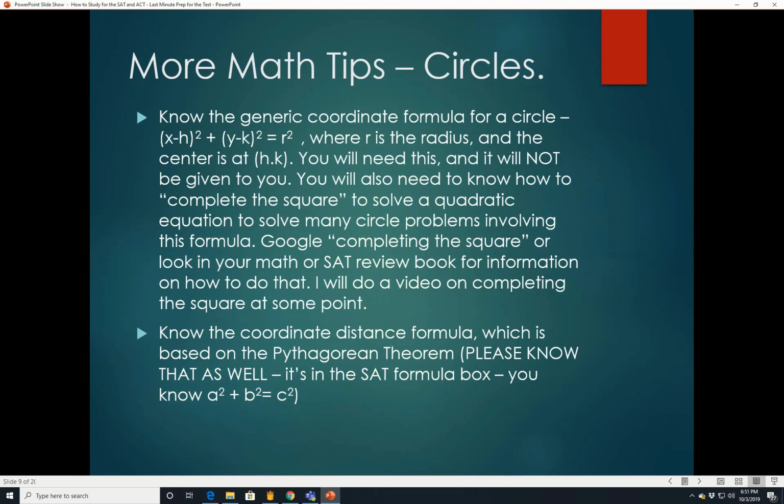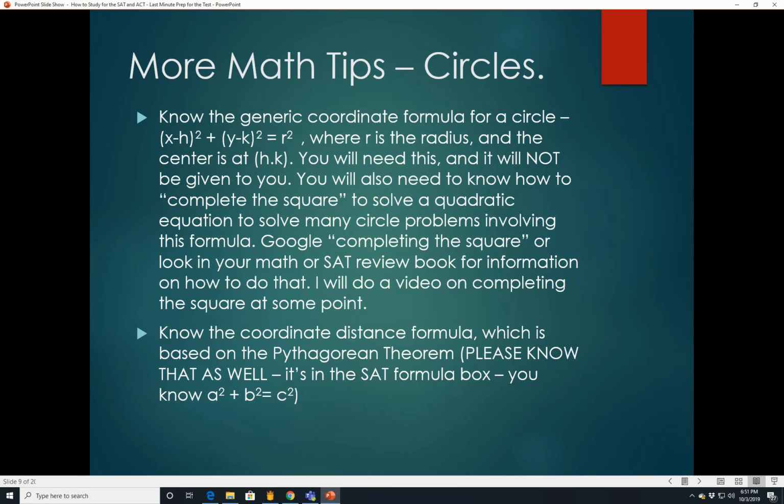You will also need to know how to complete the square to solve a quadratic equation to solve many circle problems involving this formula. That is, they'll give you an equation that you need to get into the form (x minus h) squared plus (y minus k) squared equals r squared, and you'll have to know how to complete the square on one side, and then whatever you add to that side, you're going to have to also add to whatever value they have, which will then be the radius squared. Google completing the square, or look into your math or SAT review book for information on how to do that. I will do a video on completing the square at some point.